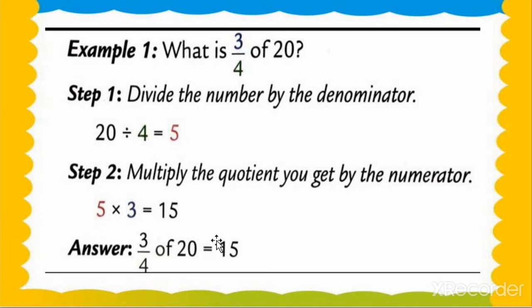Again I repeat, my dear students, here step number 1 and step number 2. What is step number 1? Divide the number by the denominator, and the second step, multiply the quotient you get by the numerator. In homework, my dear students, you write the steps 5 times. How many times? 5 times. Understood, my dear students? I hope you all understood.